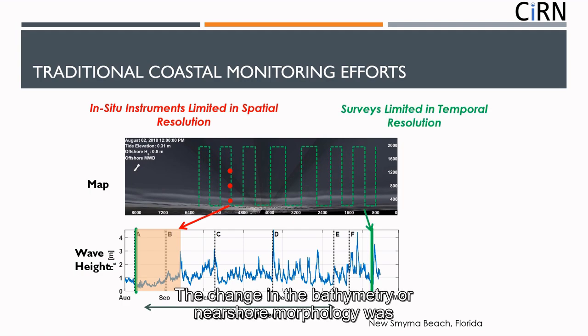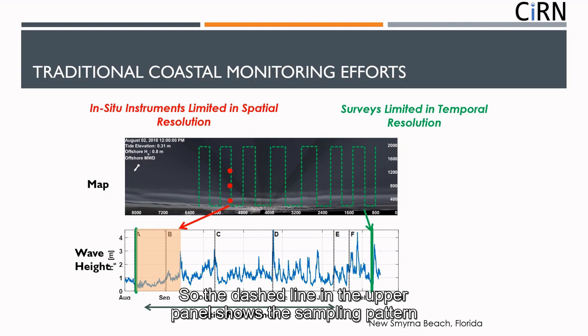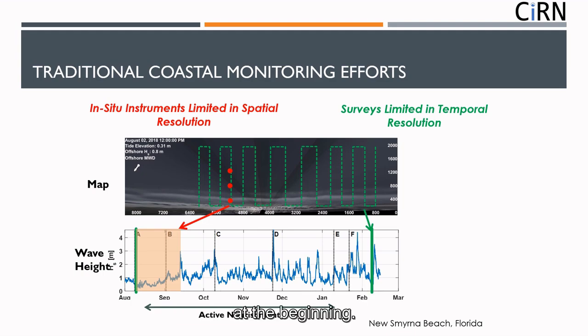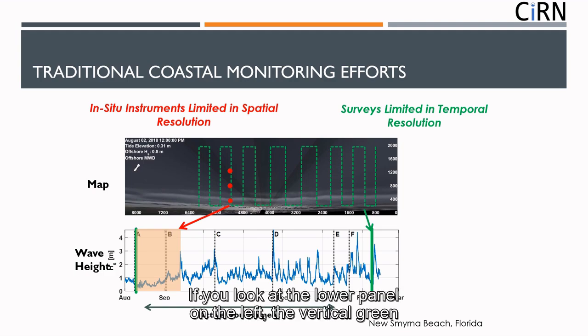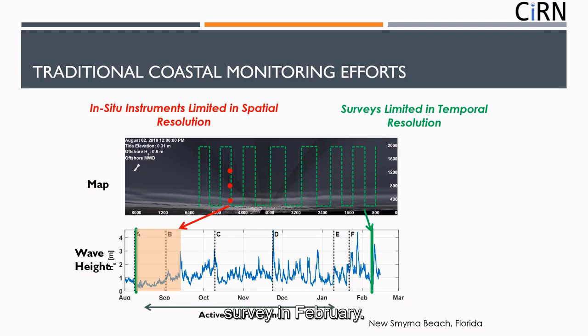The change of the bathymetry, or nearshore morphology, was measured by in situ survey instruments. The dashed line in the upper panel shows the sampling pattern to do a nearshore survey. And these were done just twice, once at the beginning. If you look at the lower panel on the left, the vertical green bar was the initial survey, and then 6 months later, a final survey in February.